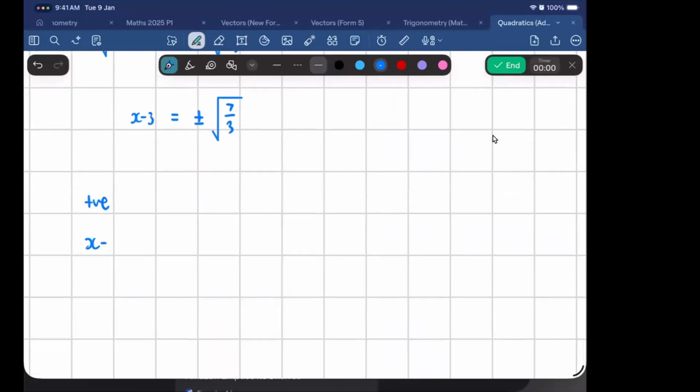So that would be x - 3 is equal to what, Zachary? x - 3 is equal to positive √(7/3). What next? Plus 3, sir. Sorry, plus 3. So I'll get x is equal to, and watch this.